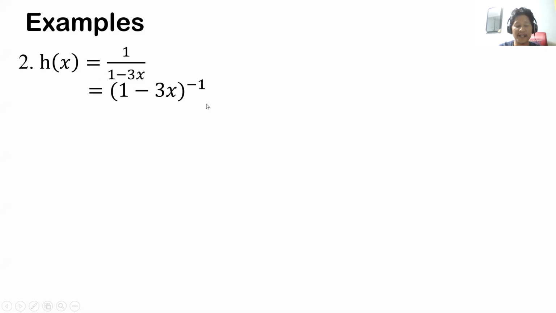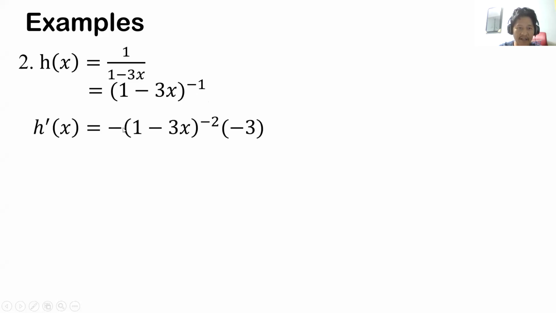So rule number 11 natin, if you take the derivative, ibababa natin yung exponent. This is negative 1, or just write negative, that would be fine. Copy the base, parang u to the n minus 1. Magiging negative 2 ito, kasi negative 1 minus 1, kaya naging negative 2. Saan naman galing yung negative 3? Galing sa derivative nitong base. So derivative ng 1 ay 0, derivative ng negative 3x ay negative 3. Negative times negative, positive. And then we have that.